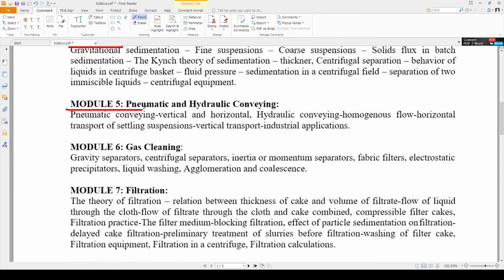In module 5, we'll study pneumatic and hydraulic conveying. Conveying means transport of solids. Pneumatic means using air. Hydraulic means using water. So basically, how you're going to transport solids from one place to another using air as a conveying medium, or using water as a medium. How to transport the solids.